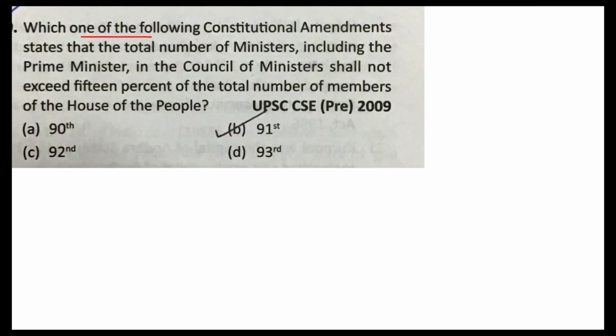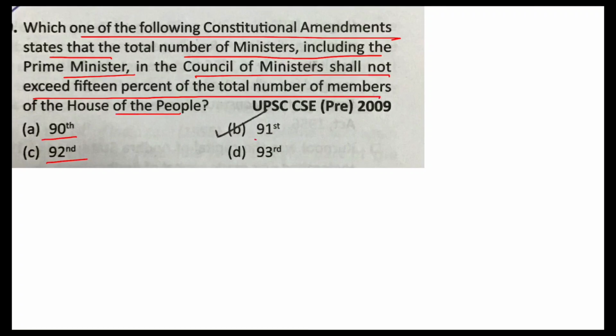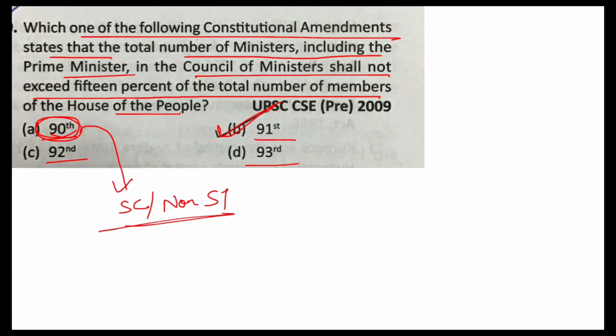Next, which one of the following constitutional amendments states that the total number of ministers, including the Prime Minister, in the Council of Ministers shall not exceed 15% of the total members of the House of the People? 90th, 92nd, 91st, or 93rd? B, 91st, is correct. The 90th constitutional amendment was for maintaining the erstwhile representation of scheduled tribes and non-scheduled tribes in the Assam Legislative Assembly. The 92nd constitutional amendment included 4 more languages in the 8th Schedule, and the number became 22.